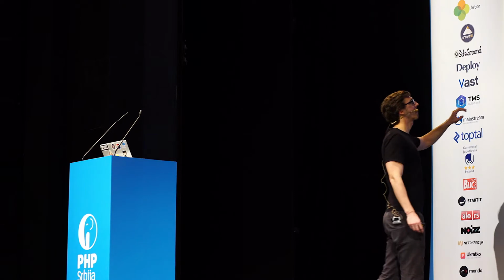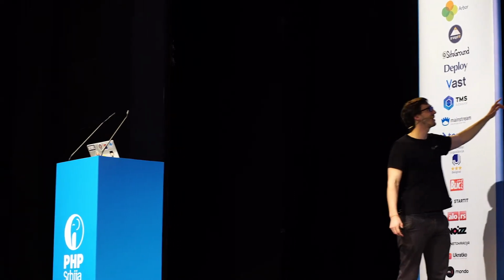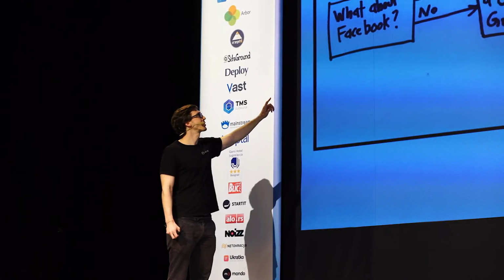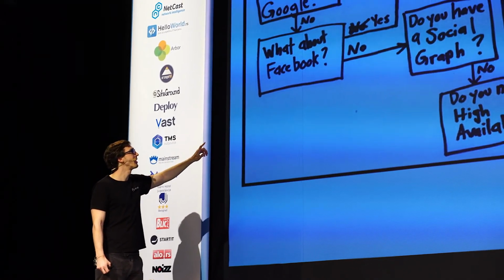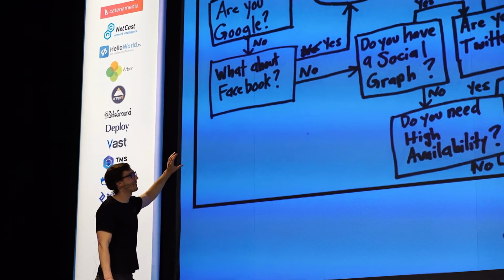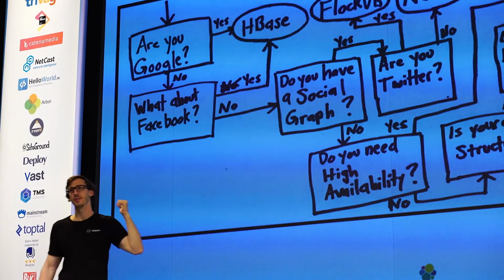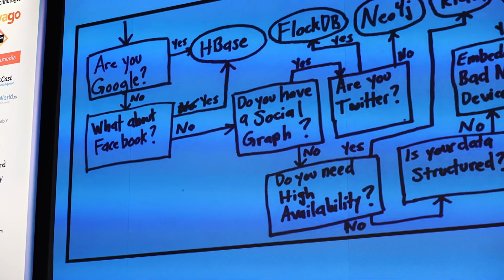And this is already a few years old, so you can see there is Redis in there, FlockDB. FlockDB was Twitter's graph data store, which is not really around anymore. But you can actually go through that and see where you end up. So quickly do that. I will ask you in half a minute where everybody ended up.